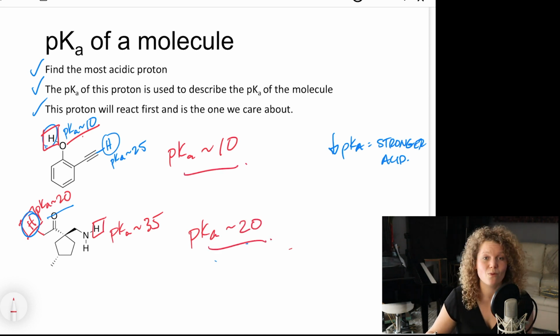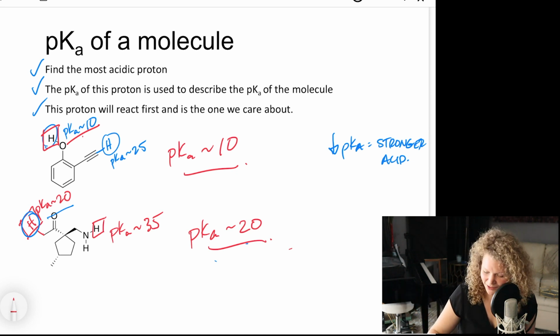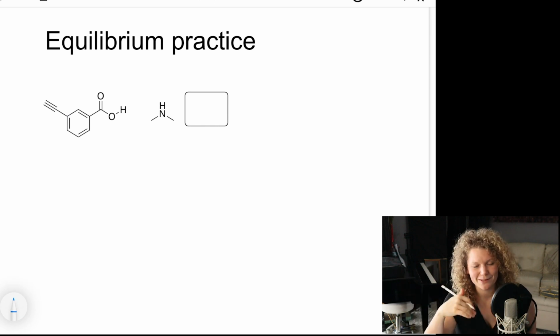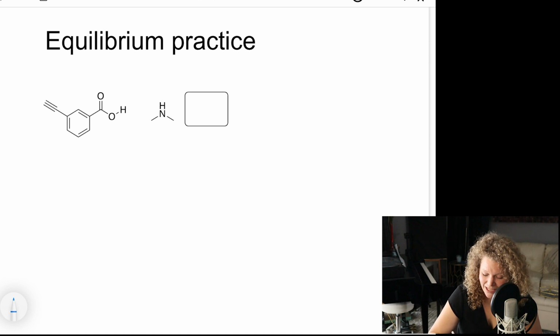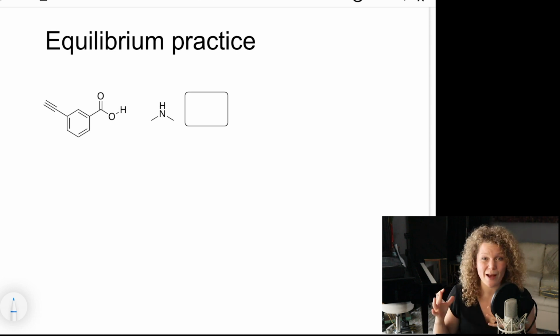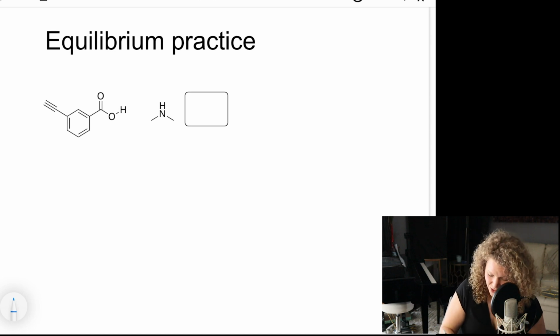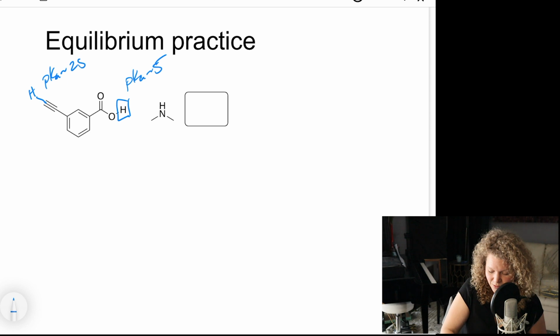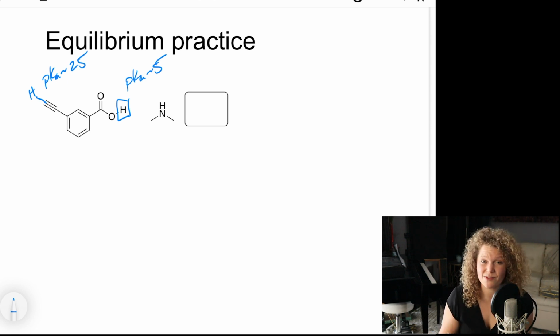This will be really useful when we start to look at if acid-base reactions can happen with certain molecules. Let's combine these two principles together and let's do a practice problem. All right, so let's look at these two molecules and we're going to decide which side of our equilibrium this reaction lies on. So the first thing we need to do is spot the most acidic proton. So I've got a carboxylic acid. This proton here has a pKa of around 5. We also have this proton on the alkyne, which we know has a pKa of around 25. These are our two most acidic protons.